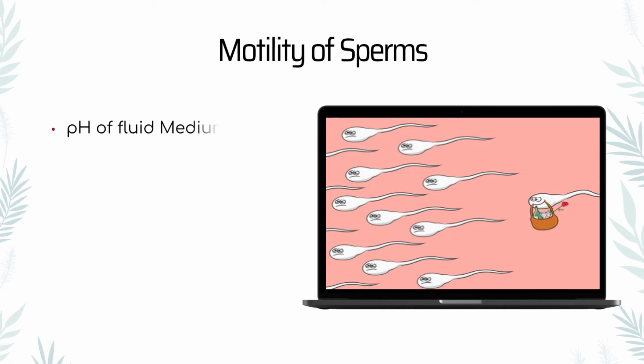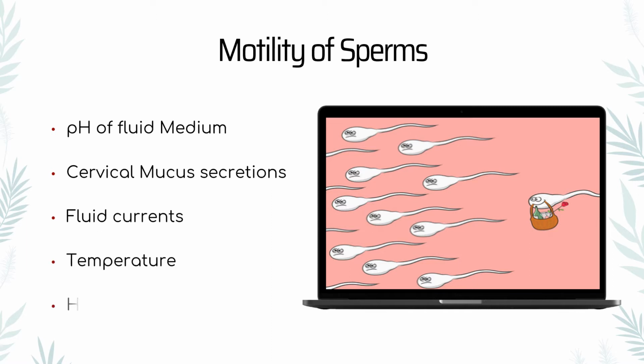Motility of sperms. After ejaculation, normal sperms show flagellar movement in the fluid medium at the rate of 1 to 4 millimeters per minute. Therefore, in 30 to 60 minutes they will be able to reach the fallopian tube. This motility of the sperm depends on the pH of the fluid medium, cervical mucus secretions, fluid currents, temperature, and the hormones.